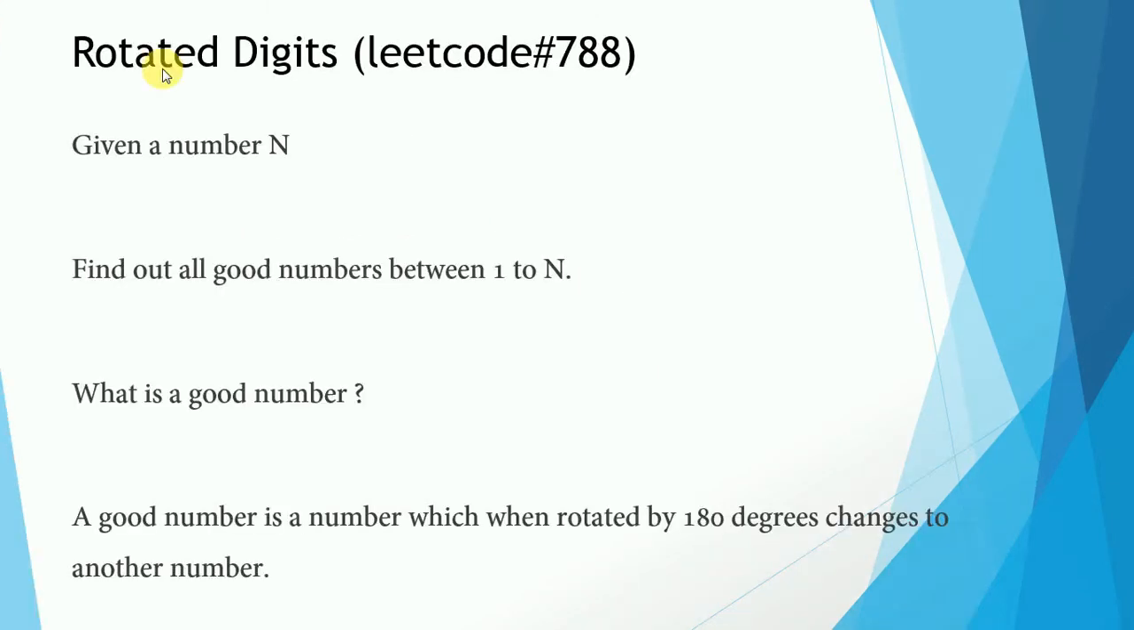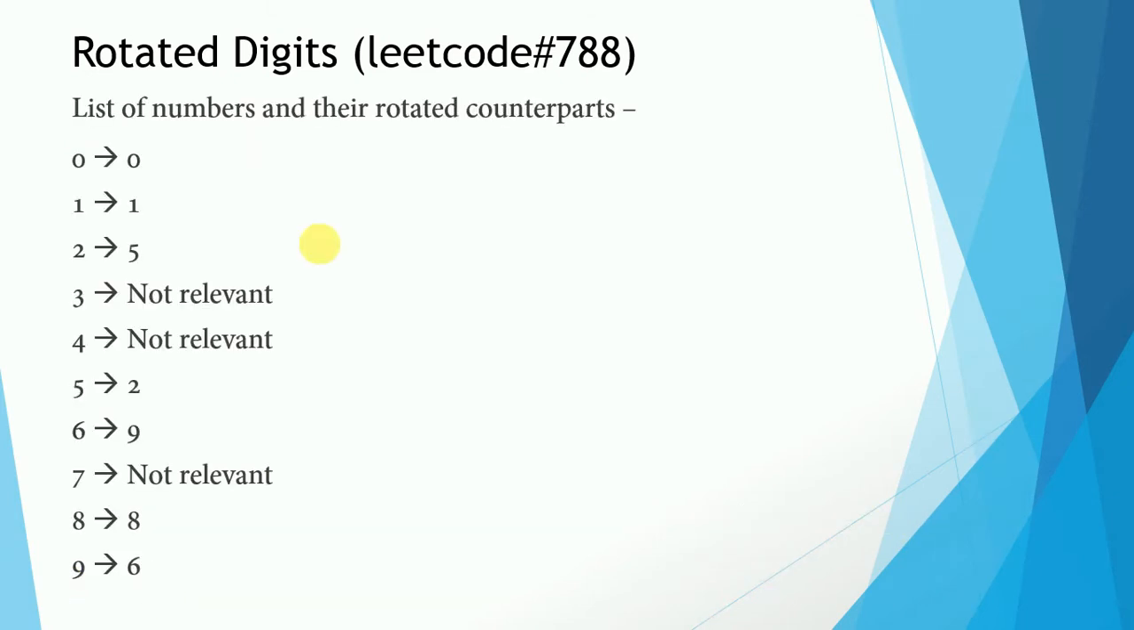You are given a number n. You have to find out all good numbers between 1 to n. But what a good number is? A good number is a number which, when rotated by 180 degrees, becomes another number. Below is a complete list of numbers between 1 to 9 and their rotated counterparts.